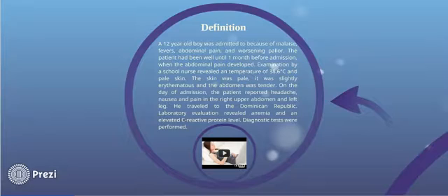Examination by the school nurse revealed a temperature of 38.6 degrees and pale skin. The skin was pale, slightly erythematous, and the abdomen was tender. On the day of admission, the patient reported headache, nausea, and pain in the right upper abdomen and left leg.